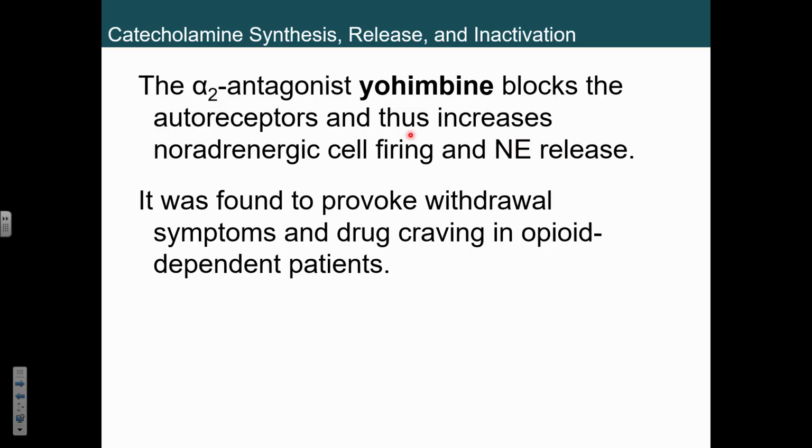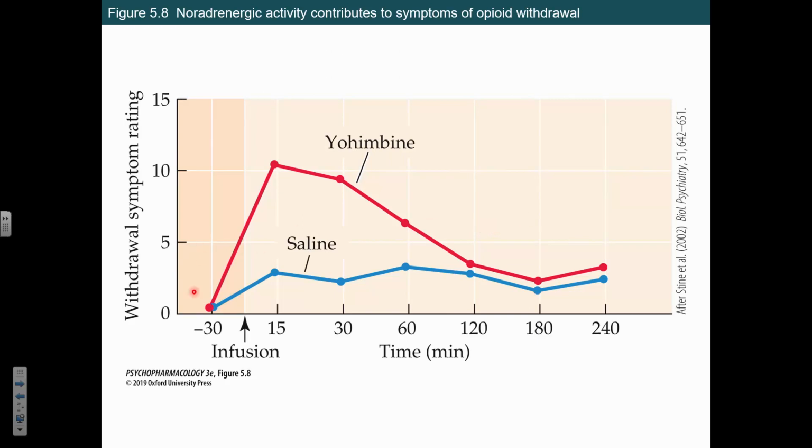Other drugs, if you antagonize, you can block autoreceptors, that'll increase, not a big deal. Blocking those autoreceptors and increasing that norepinephrine release actually provokes withdrawal symptoms and drug craving in folks who are opioid dependent, right? So we're teasing out that mechanism and the role those play. Here's basically just a graph showing you what I just told you.